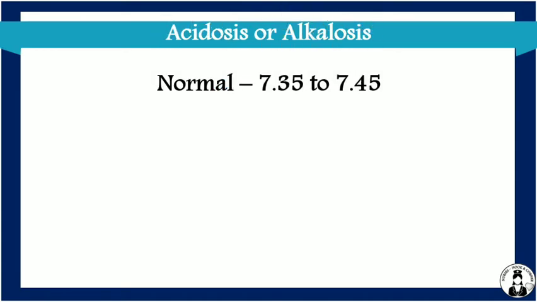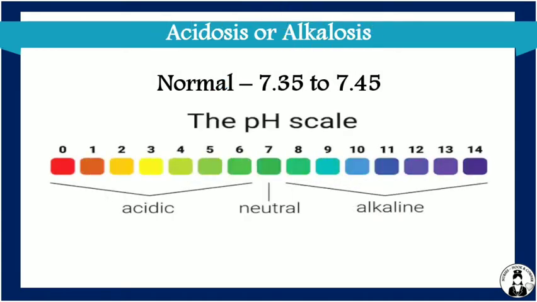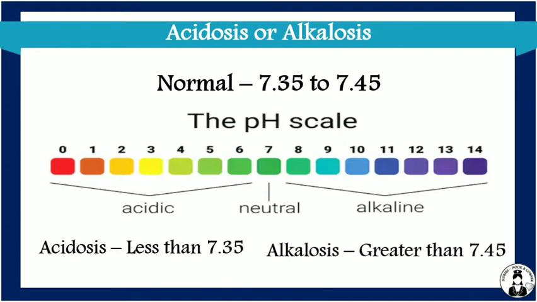Let's see the first step, that is to identify whether it is acidosis or alkalosis. It is a simple step. Normal is 7.35 to 7.45. So less than 7.35, then it is acidosis, and greater than 7.45, then it is alkalosis. Second step is to identify if it is respiratory or metabolic. So we are simply going to look at the carbon dioxide and bicarbonate level and compare that with pH.